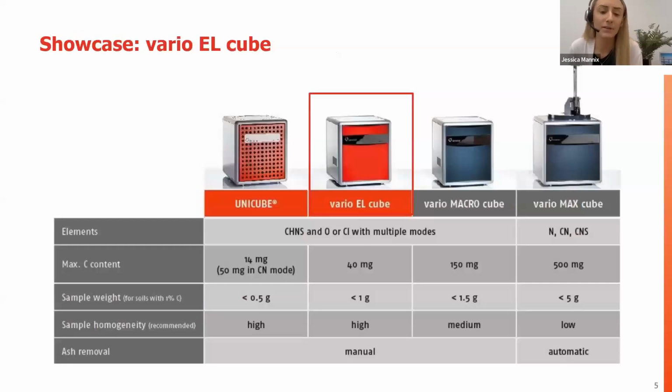So Elementar, as an organization, has a magnitude of instruments. Today, we'll focus on the Vario EL Cube, just as a showcase, for example's sake, to explain the general parts of an analyzer, industry or manufacturer in specific. We'll go through all the parts that an analyzer would need, and then what Elementar does to support those needs.